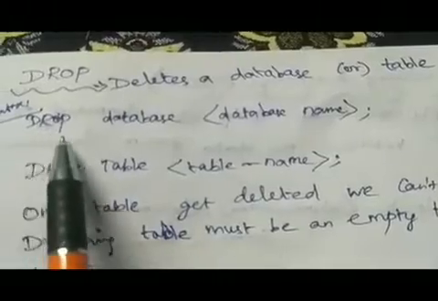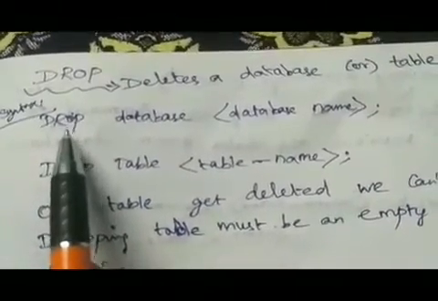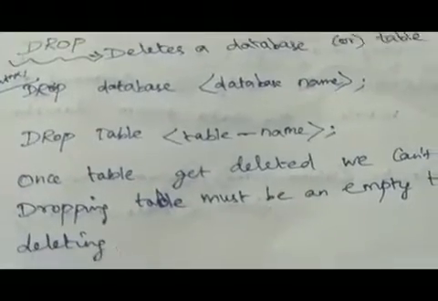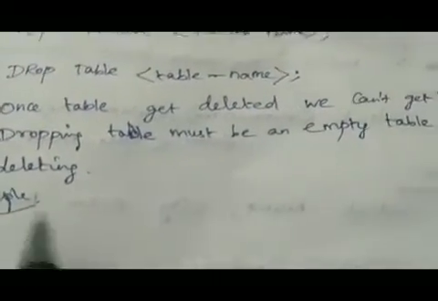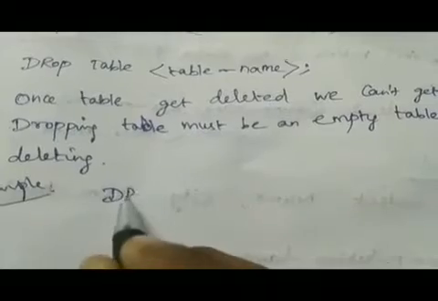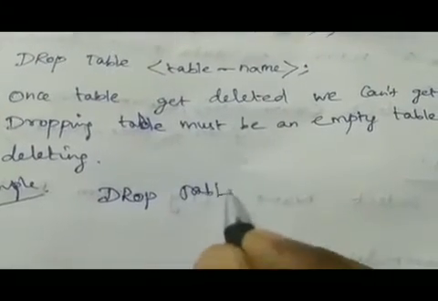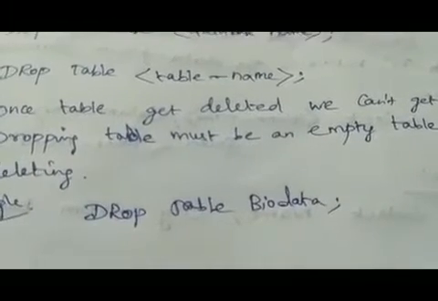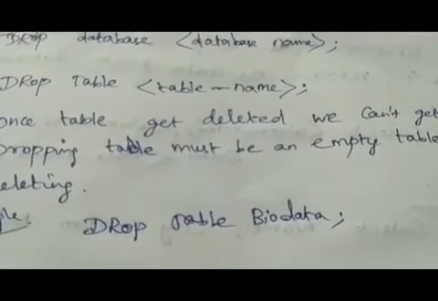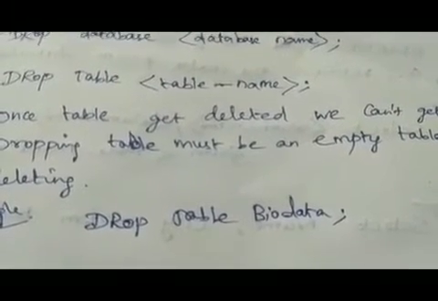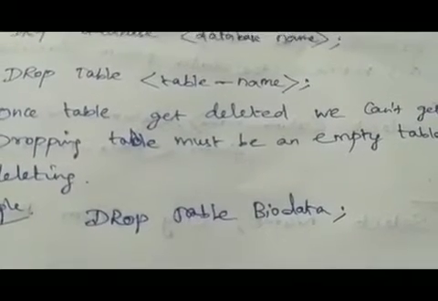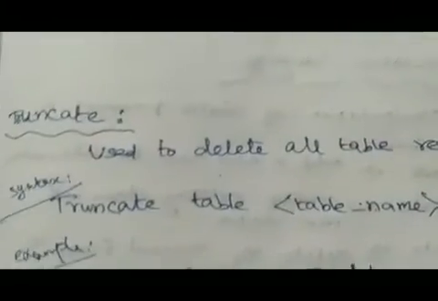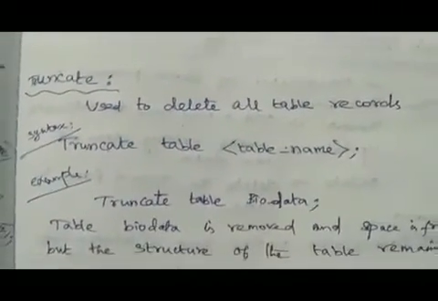Now we have to use what command? Drop command. So what is the syntax of drop command? Drop database, database name, or drop table. So here if you want to delete the biodata table, what you have to do? Drop table biodata. After executing the command, the entire structure of the table also gets deleted. So if we need the structure of the table still, we must use only the truncate command to delete all the records. You should not use the drop command.